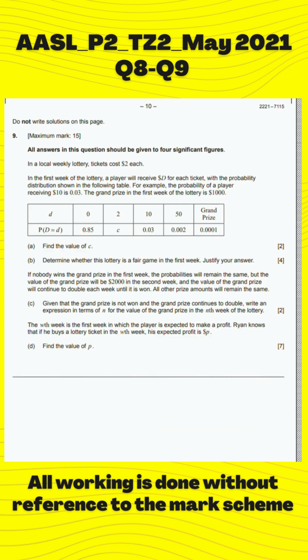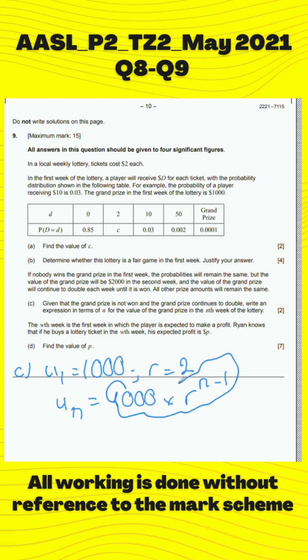Okay, C. Given that the grand prize is now 1,000 and continues to double, find the general term of the prize. So we know that this will be a geometric sequence with U1 is 1,000 and the ratio is 2 because it doubles every week. So Un will be the initial U1 multiplied with the common ratio to the power n minus 1. So this will be the answer for C.